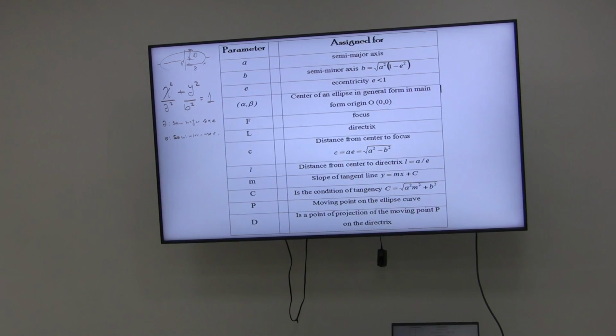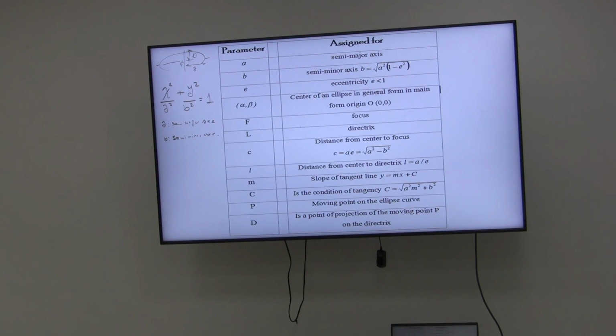But I want you to keep in mind that the equation of the ellipse is x squared over a squared plus y squared over b squared equal to 1, which is really very simple. And if the equation is in this form, the center is 0, 0. The center is 0 and 0.